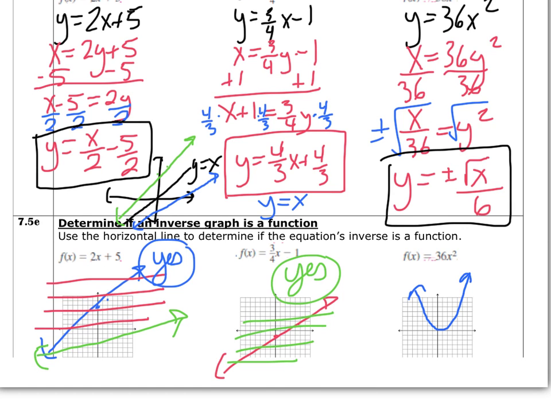Now, if you do a horizontal line test on here, clearly this one fails in many, many points, which means if I were to find this equation's inverse, which would be a sideways u, that sideways u would fail the vertical line test. So here, the answer is no. When I find this inverse, it will not be a function.